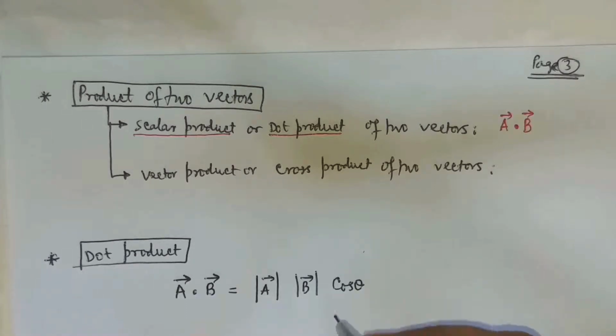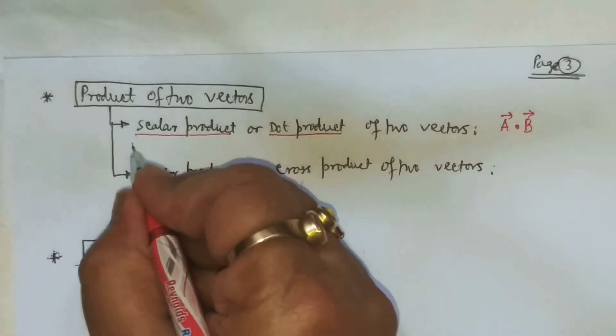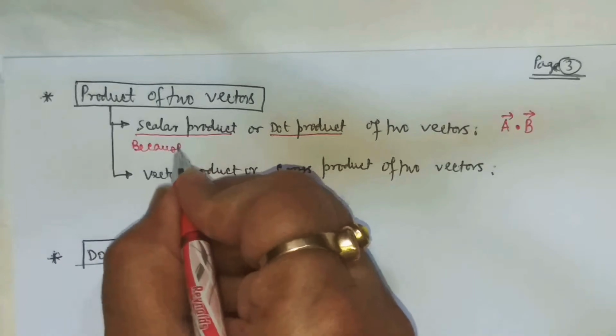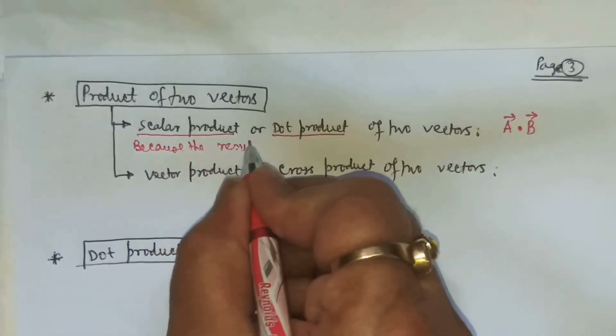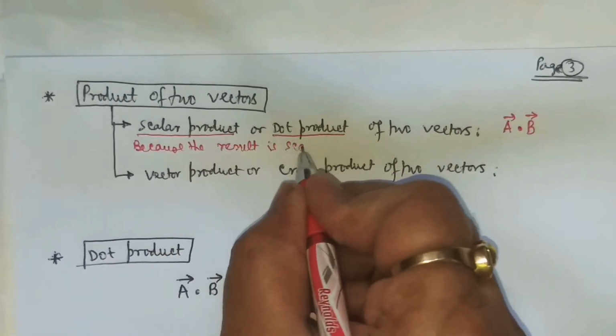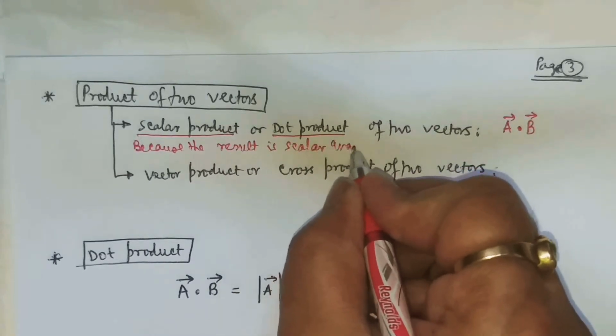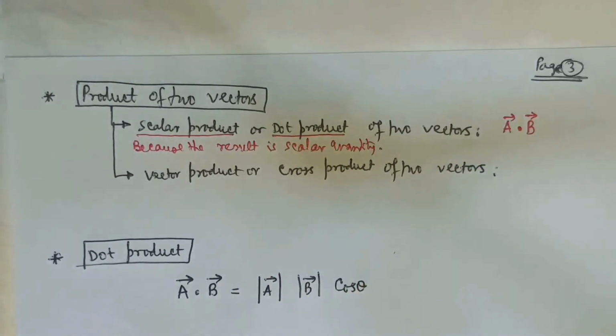It's called dot product. Why is it called scalar product? Because the result is a scalar quantity. The result of the dot product of two vectors has nothing to do with any direction.